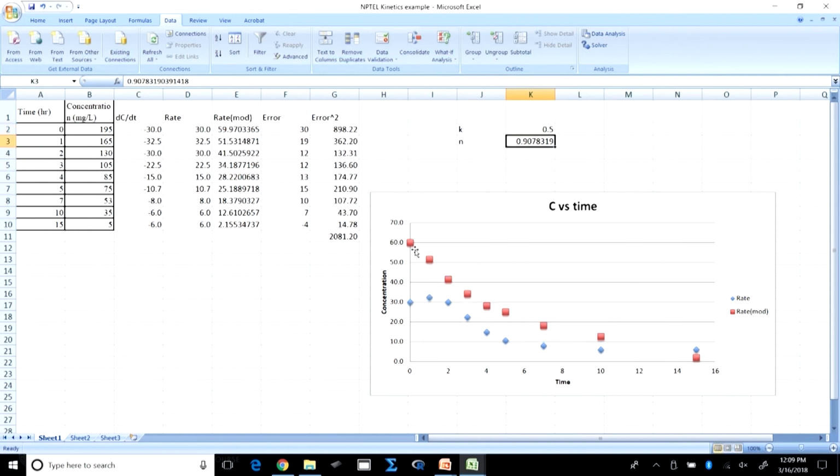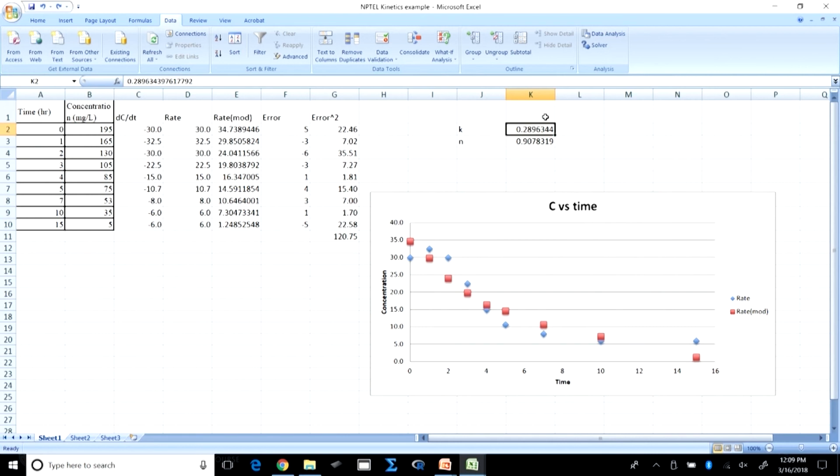So, 0.5 again, you see further deviation from the experimental value, which is the blue data, and the red data set, which is the model data set. At the same time, you see that the error has kept on increasing, right. So, let us go back to our value, 0.28, I guess, right, 0.28.